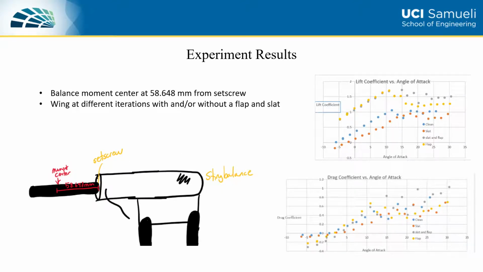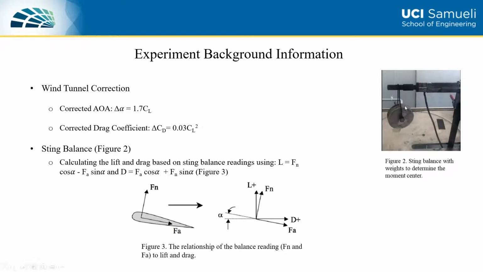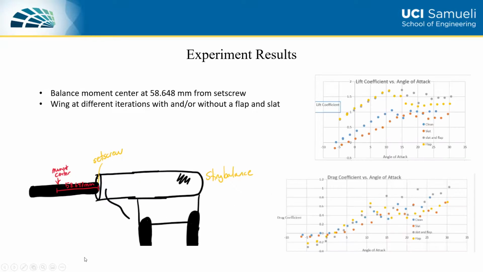So some of our results came in that the moment center was found at about 58.64 millimeters from the end of the set screw, which is about from right here. We want to find the moment center, so about 68 millimeters to the left. Also, okay, so that's what it's given for that.